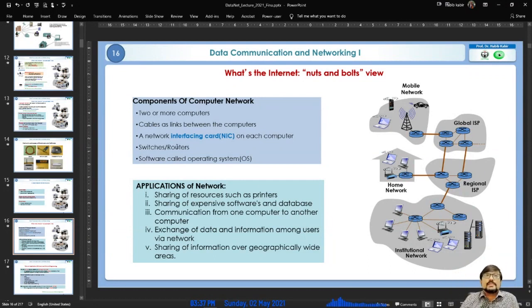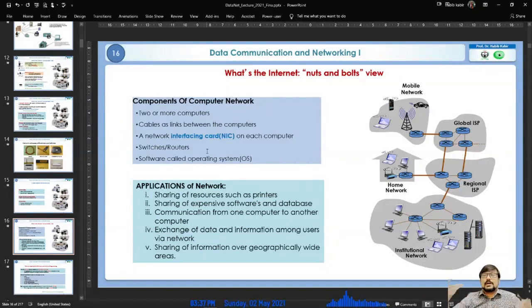So this is one thing. Then we need the switches and routers. Maybe even in your home, if you use only one device from the socket on the wall, at that time you don't need a router.